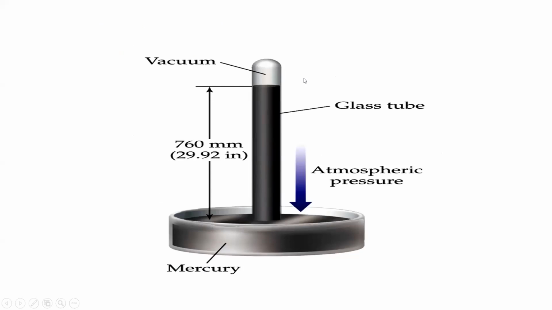So this is how a barometer looks, as you can see on your screen. At this point, we have a vacuum. Vacuum means no air particles. And what happened? There are air molecules in the surrounding.